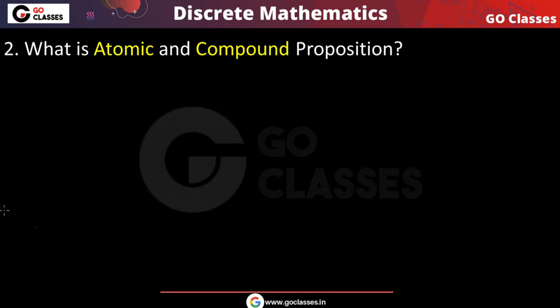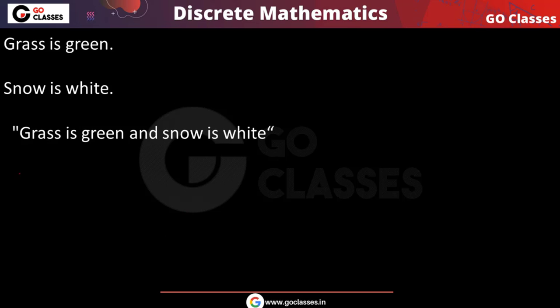Now, the next concept we need to study is what an atomic proposition is and what a compound proposition is. This is an important concept, and many students have a misconception about it, so I just want to make it clear. So what is an atomic proposition and what is a compound proposition? Let's take this example. Consider these three propositions. You can notice all of them are propositions. So we have a total of three propositions.